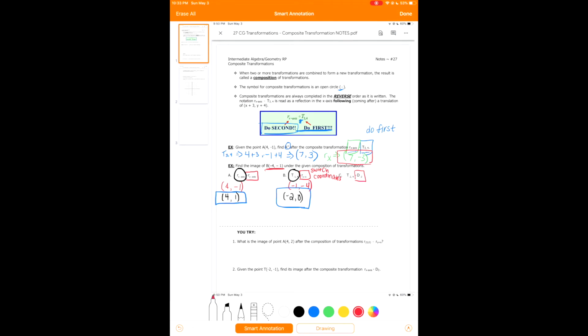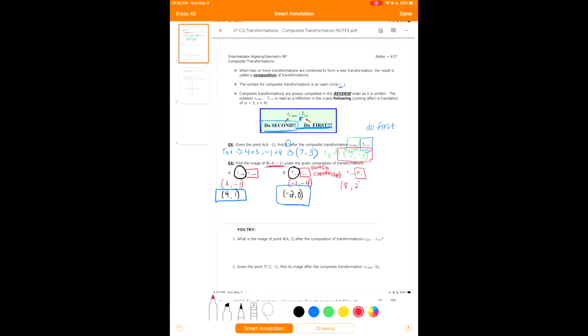And then for C, it says first I'm going to dilate by -2. So that means that I'm going to multiply both of my coordinates by -2. So I'm doing -4 times -2, which is +8, because a negative times a negative is a positive. And -1 times -2 is +2. So that was my first one. And my second transformation is to translate (-2, 4). So I'm subtracting 2 from the 8, which gives me 6. And I'm adding 4 to the 2, which gives me 6 as well. So my final answer there is going to be (6, 6).